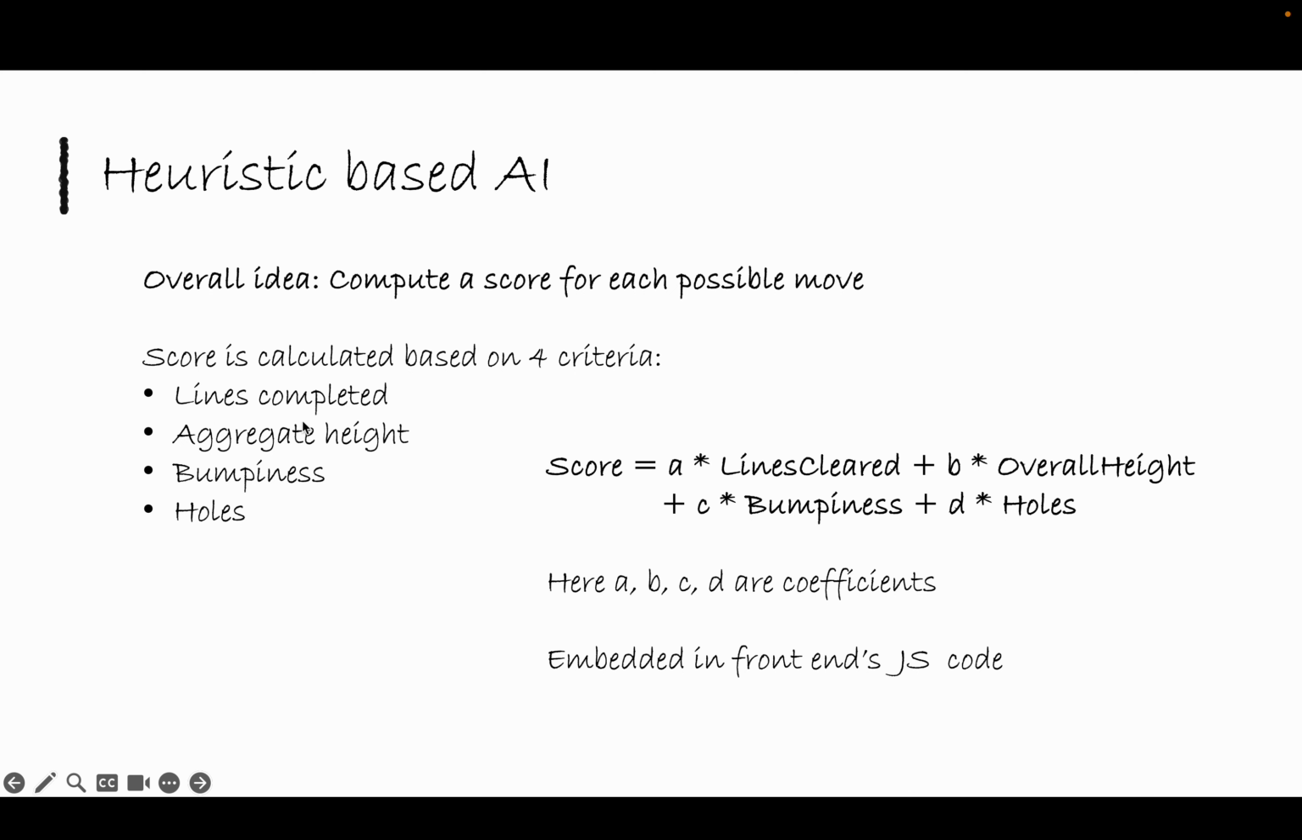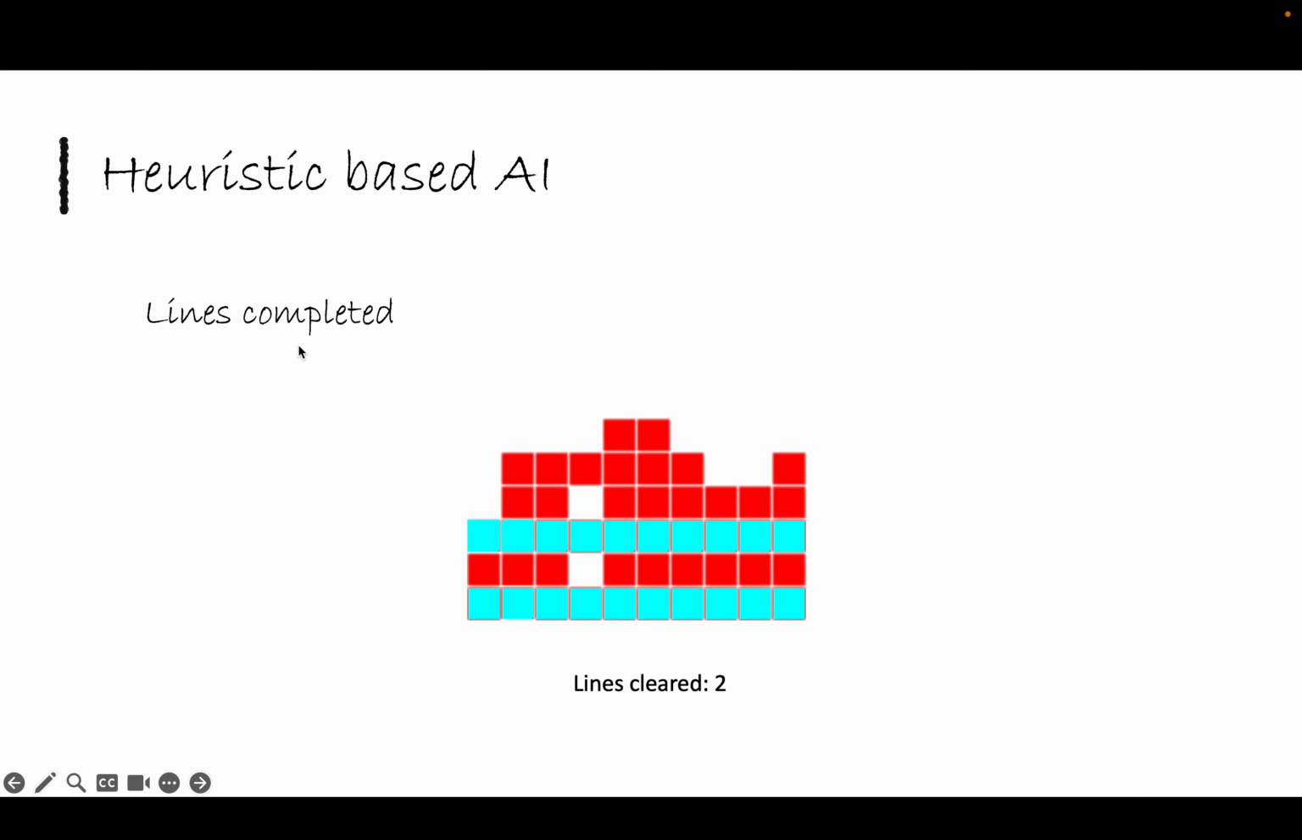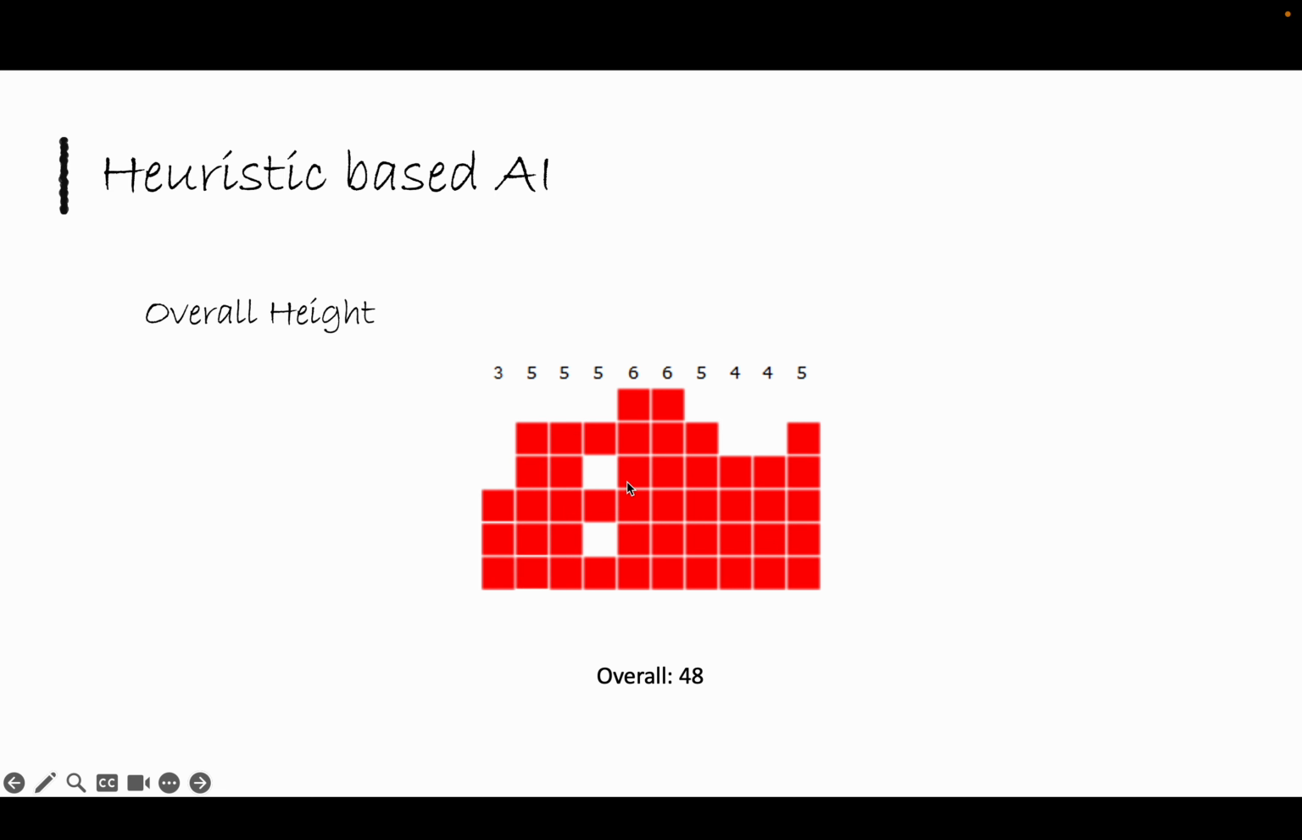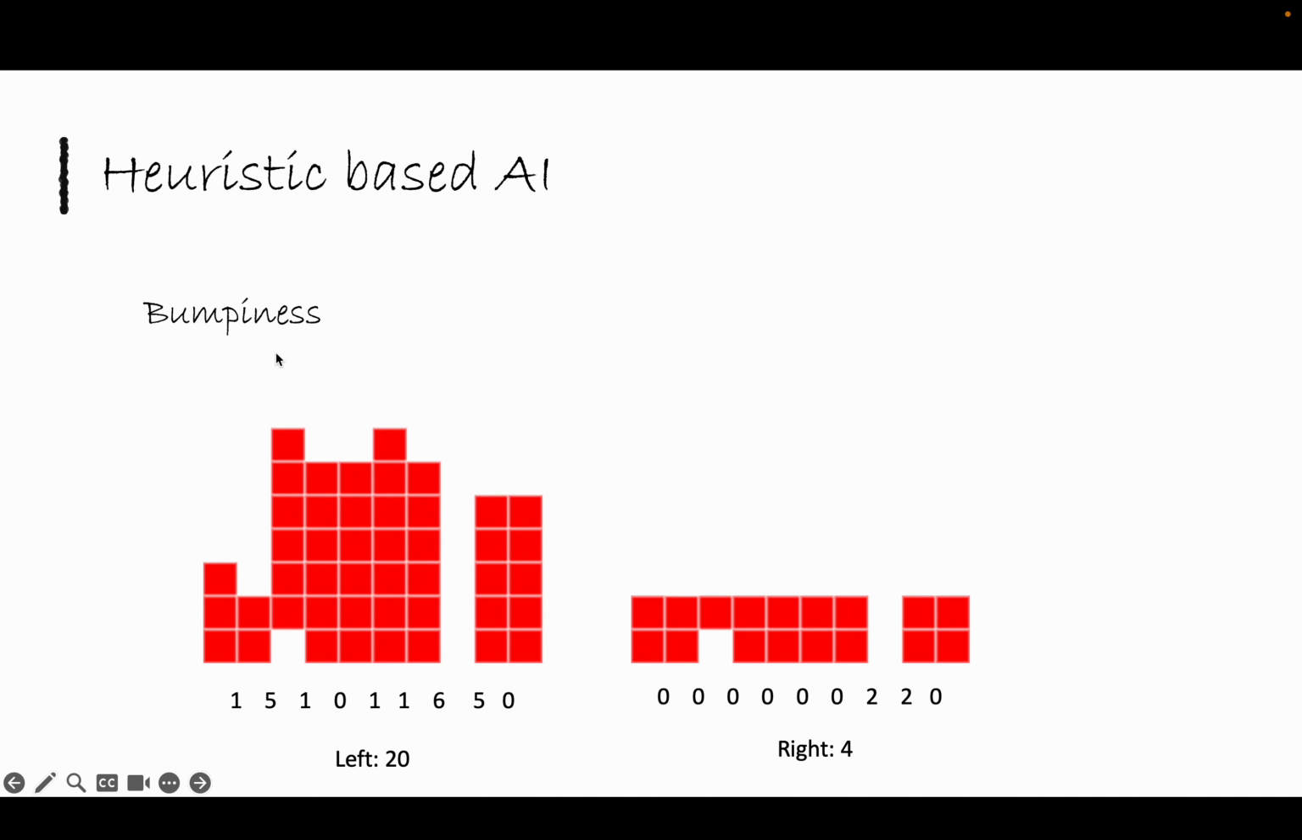The first one is lines completed. The second one is aggregate height, which is the overall height. The third one is bumpiness. The final one is holes. Now let's look at these four criteria. The first one is lines completed. The light blue lines refer to the lines that would be cleared, or completed, after the Tetromino falls onto the ground. So there are two lines cleared. The second parameter is overall height. It's quite obvious: this column's height is 3, this column's height is 5, and the overall height is 48. And the third one is bumpiness.